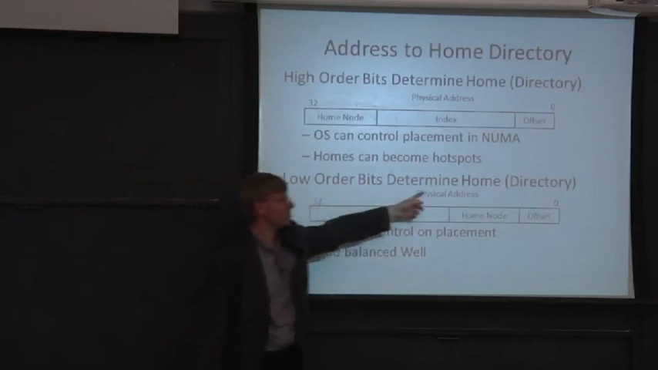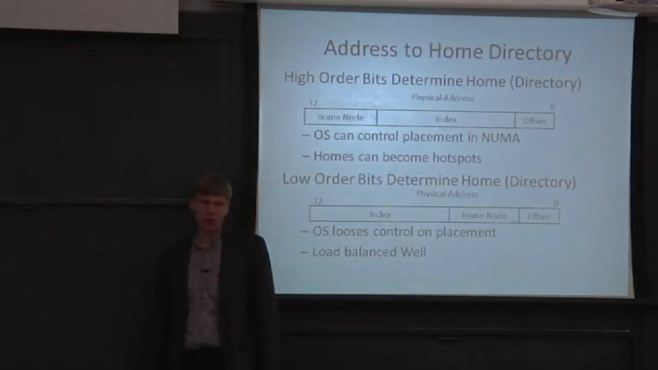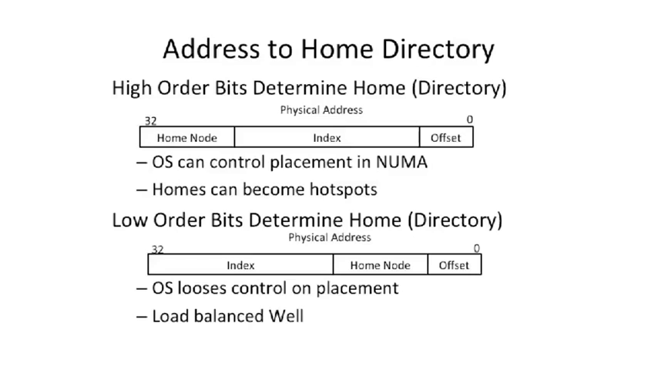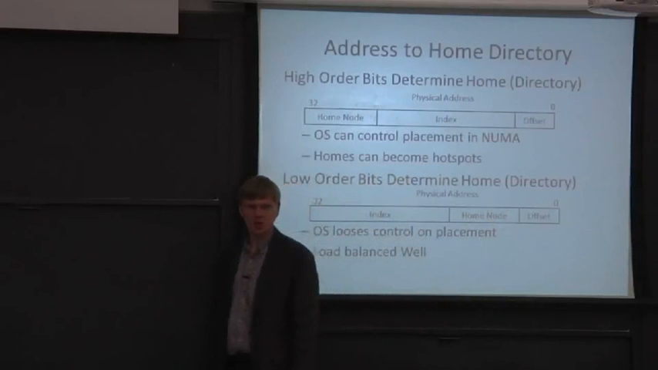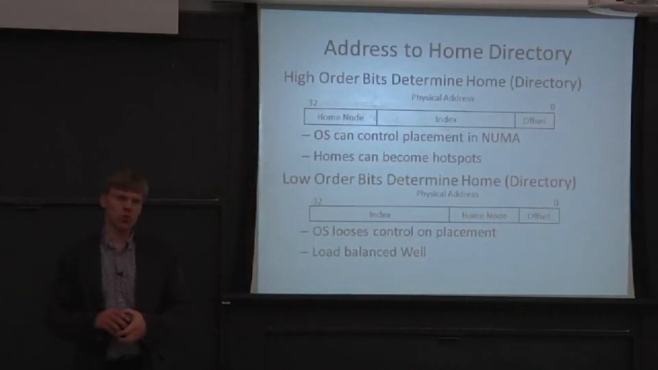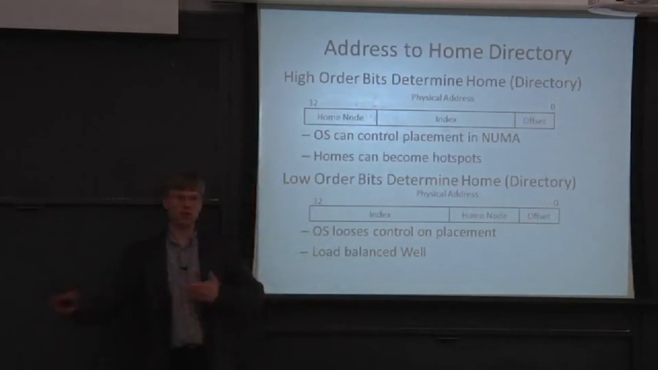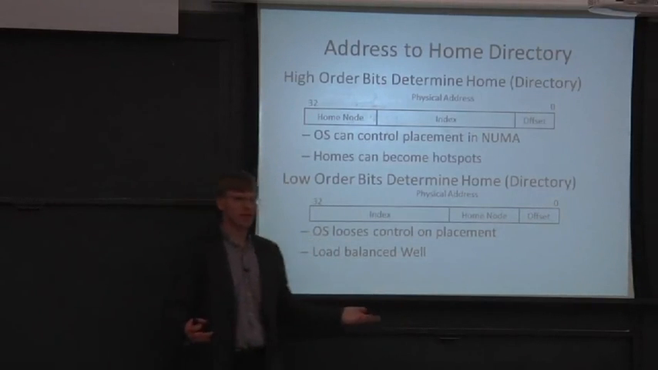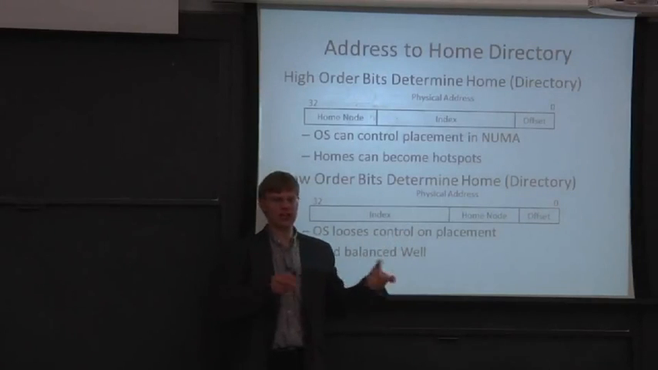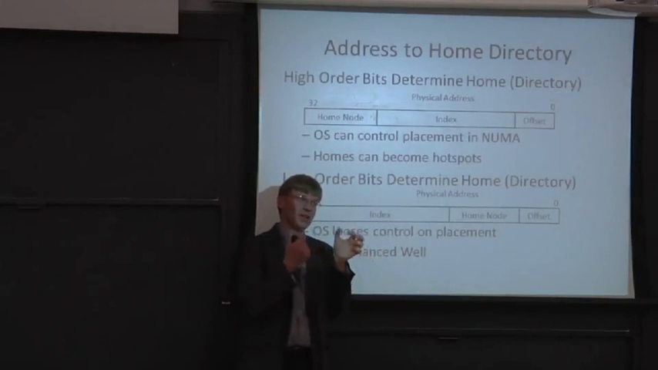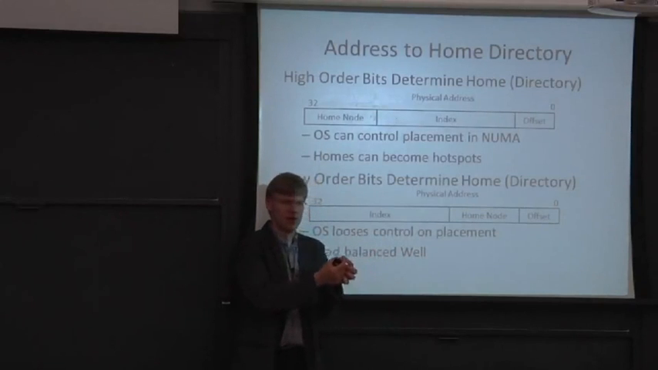The flip side is you can try to have the low order bits determine where your directory is, or which home node you're using. So you still have the offset within a cache line, but then the low order bits of the physical address determine what home node you're going to. This ends up being very well load balanced because you're going to choose different home nodes effectively at random, depending on which cache line it is. The same cache line will go to the same home node or the same directory.